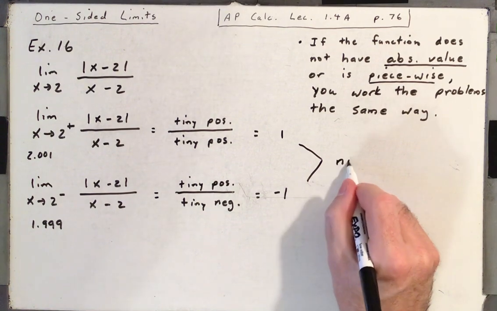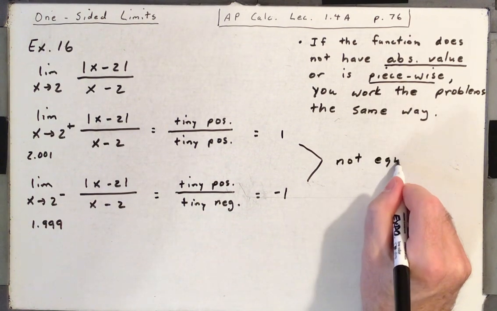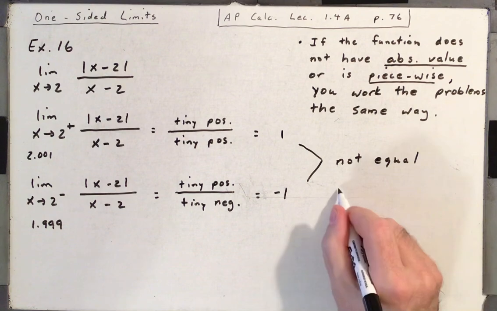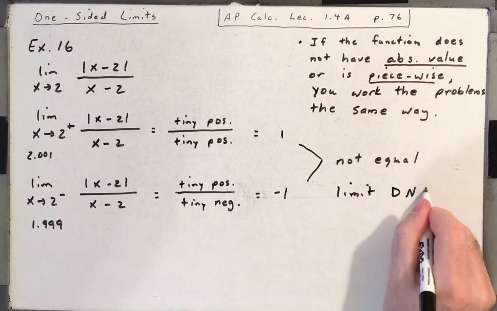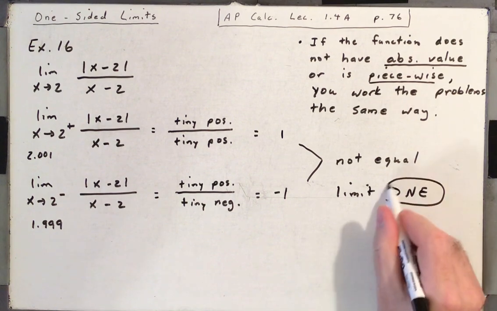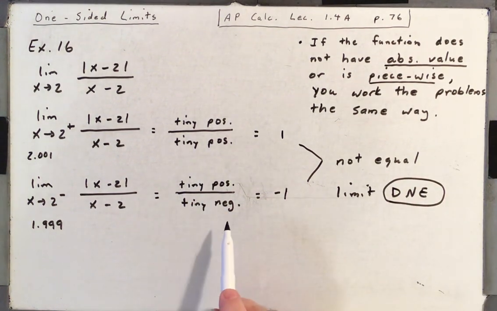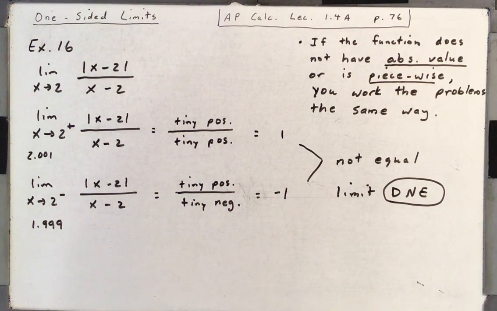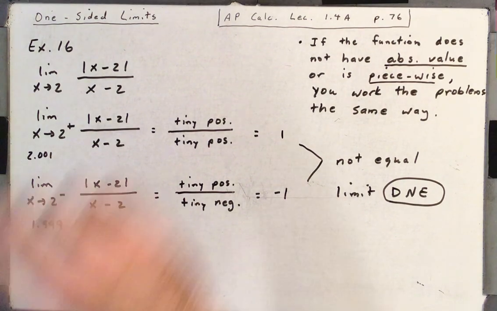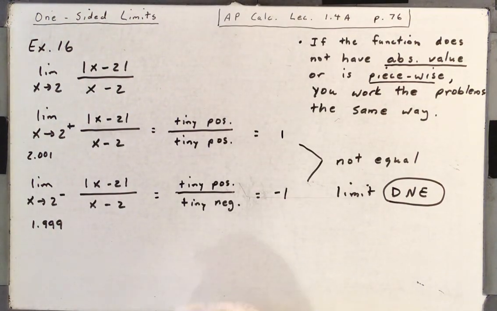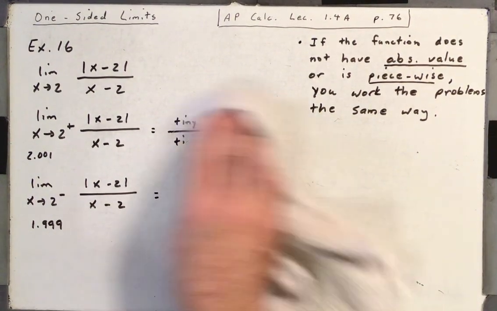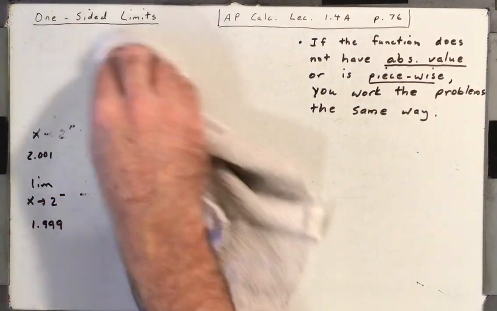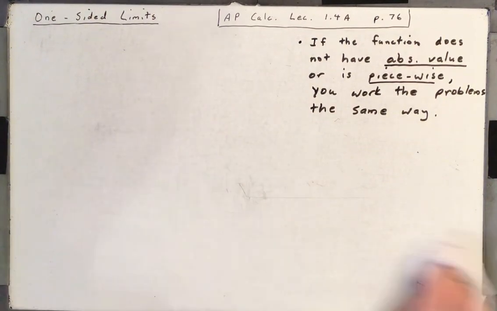So these are not equal. So the limit does not exist. All right, you need to show that work, but the answer is does not exist. Okay, so this function has a gap in it at 2. Your hands would not come together. All right, let's take a look at a piecewise function.